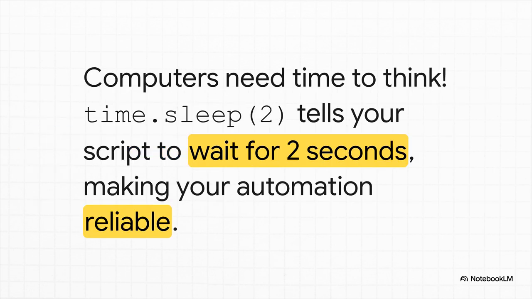Now for step 2. Why do we need to pause? It's a great question. Because computers, just like people, sometimes need a moment to think. This time.sleep(2) command tells our script to just chill out for 2 seconds. That gives Notepad plenty of time to fully load before we start trying to type, which makes our automation way more reliable and stops it from crashing.